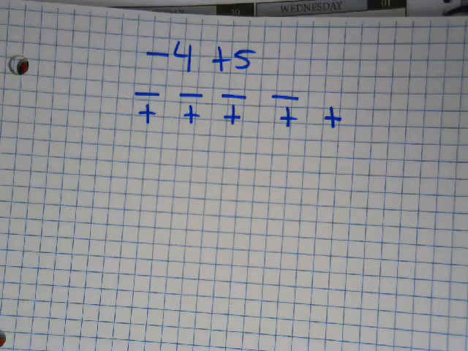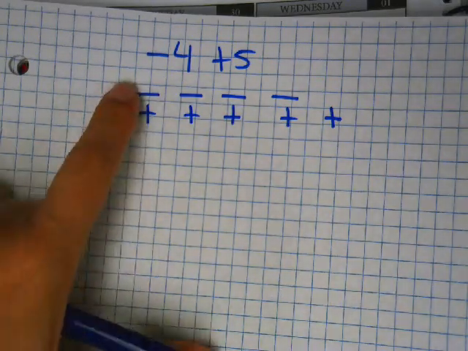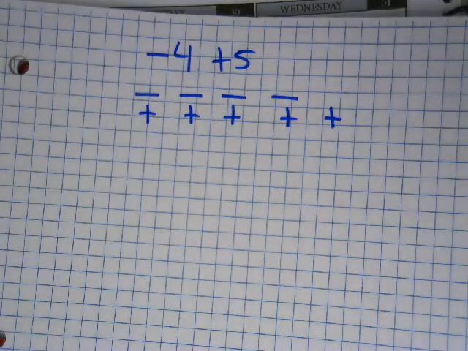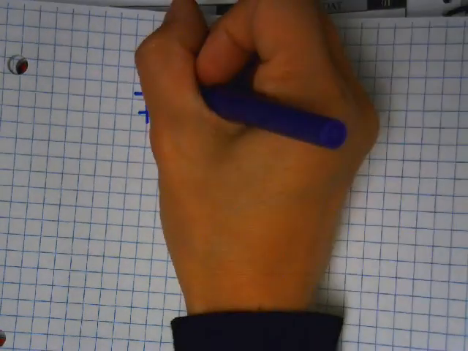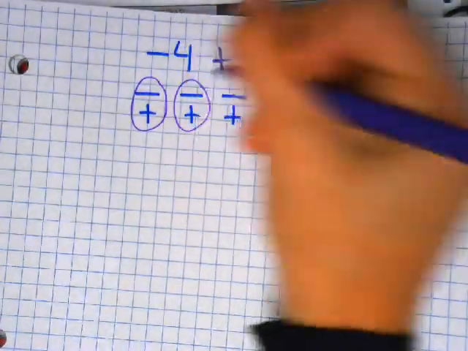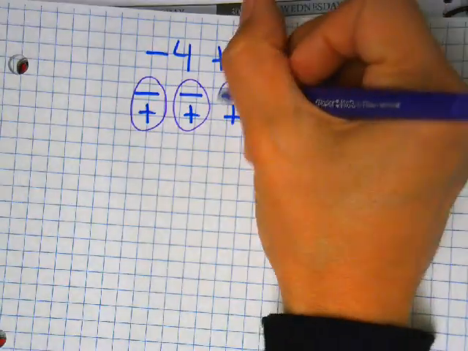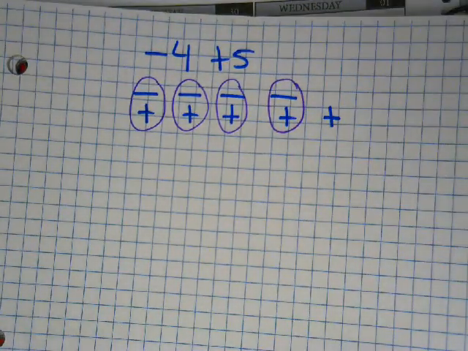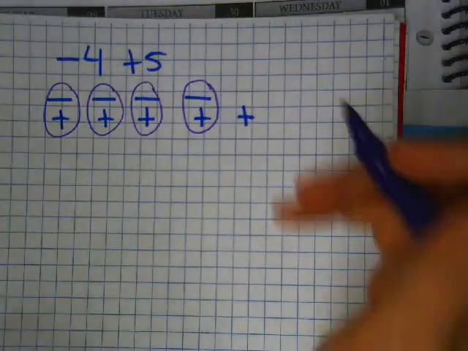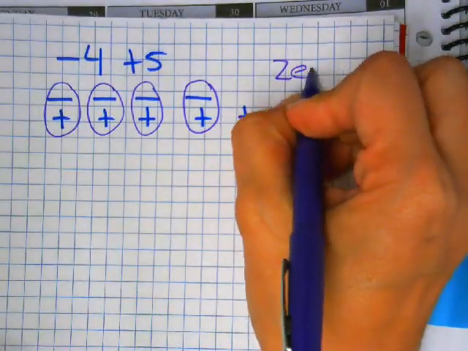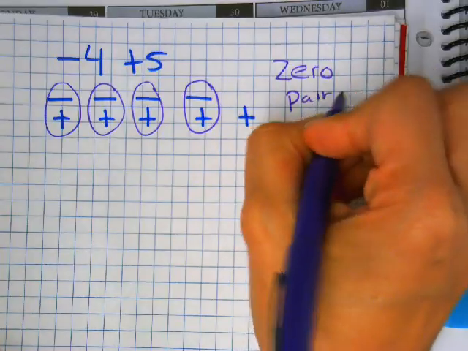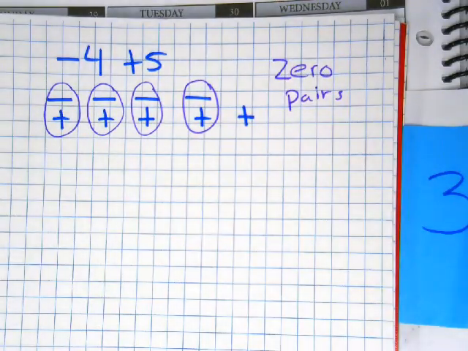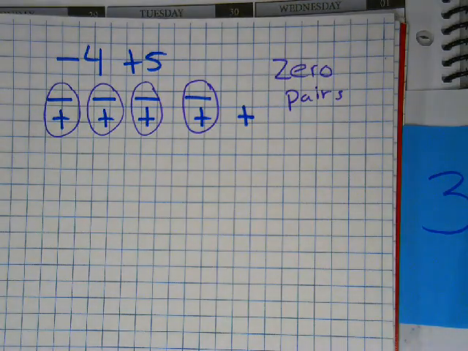Yeah, so every time you have one of each, you cross them out. I actually circle them. Did anybody circle them last year? Yeah. Okay. Does anybody know what these are called? Starts with a Z. Yep. Good. Zero pairs. So this is called zero pairs. The second way you learned it, other than the number line, was making zero pairs.